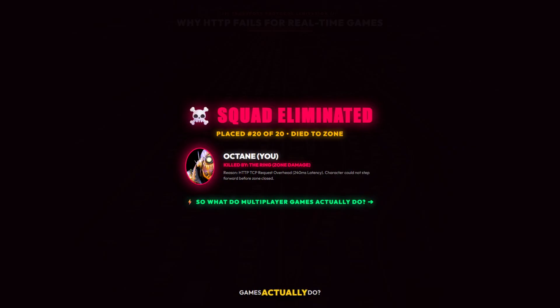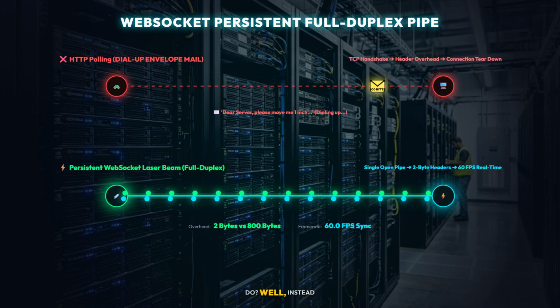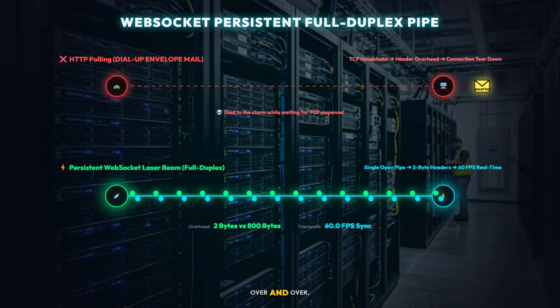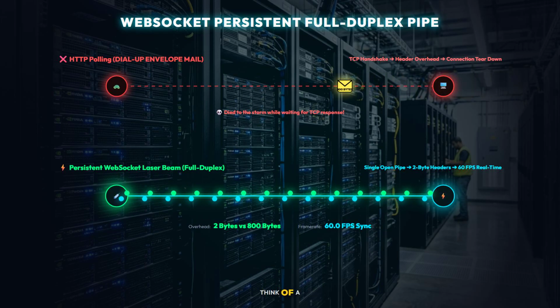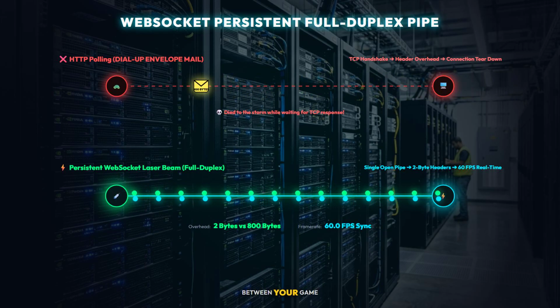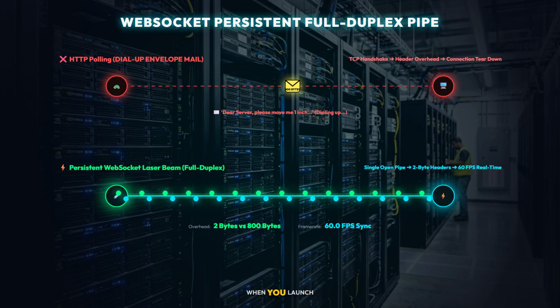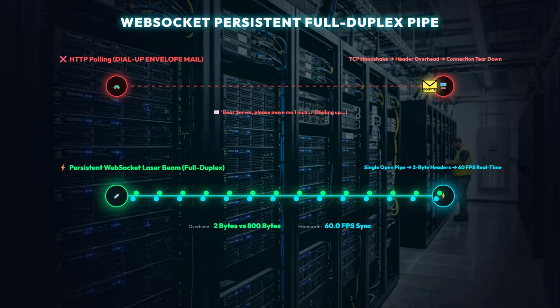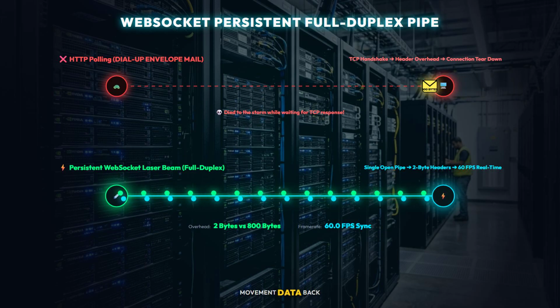So what do games actually do? Well, instead of opening and closing connections over and over, games use WebSockets. Think of a WebSocket like opening a persistent two-way phone line between your game and the server. You make one initial connection when you launch into the match, and that line stays open the entire time. Now both your laptop and the server can stream raw movement data back and forth instantly with zero lag or header.